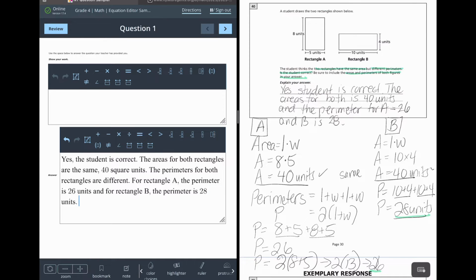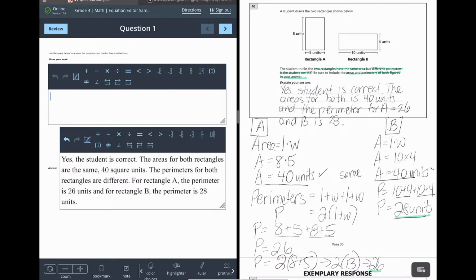So I just wrote down 4 sentences. I wrote a really nice paragraph, but I did everything they asked. I said if the student was correct, and then I included the area and perimeters for both figures. So all this has to be in there. Now, if you wanted to show your work, how could you do that?